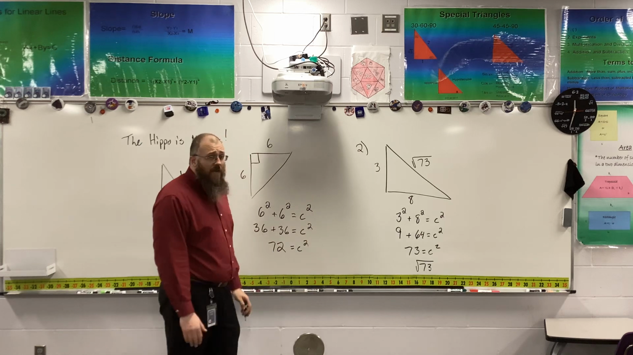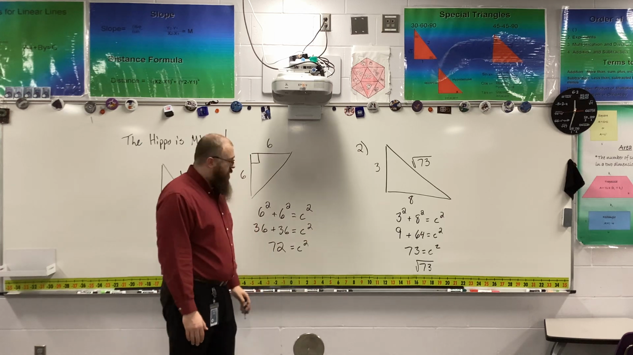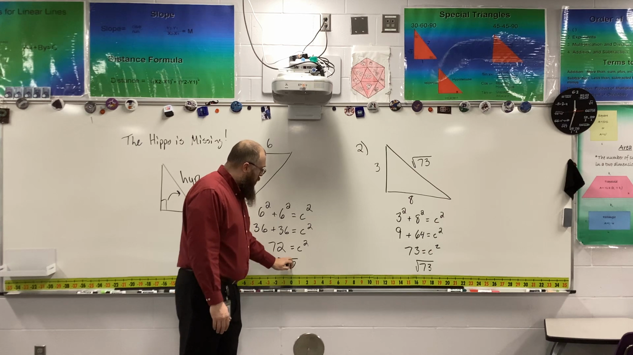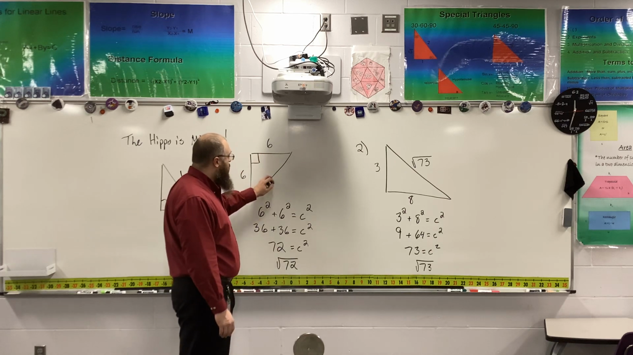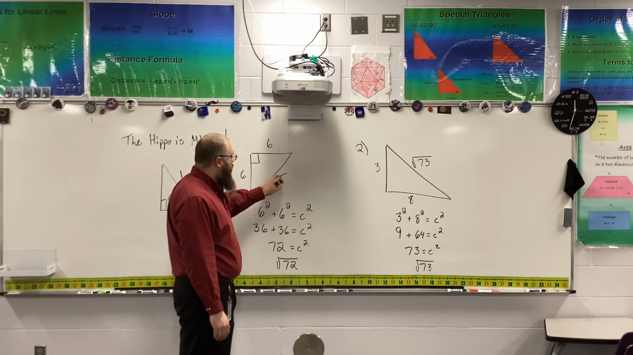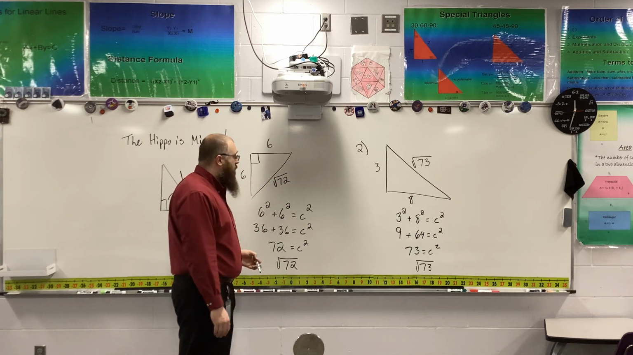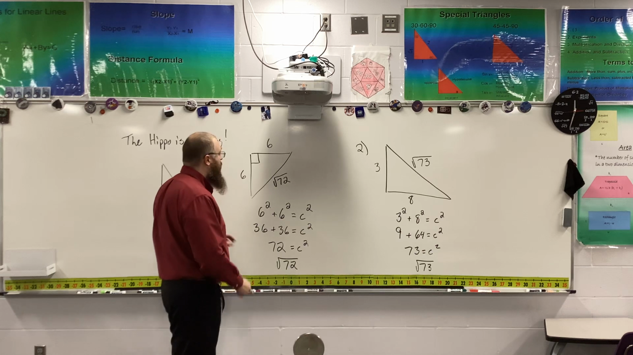Again, 72 is not on my list of values. So when I go to square root it, I will not get a nice number. So I need to leave it as the square root of 72 when I put it onto my answer sheet here for number 3.